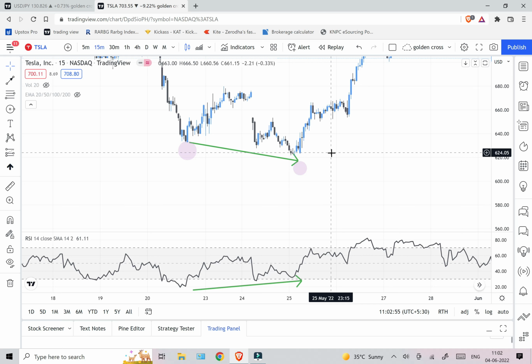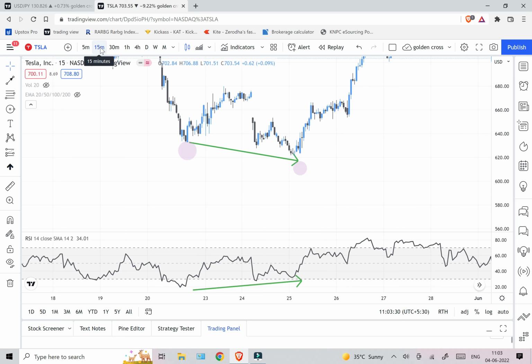So what you can do, once you have identified that RSI is increasing, you need to combine the RSI indicator with the candles. Now let's see over here. This is a chart of Tesla. I'm here in the 15 minutes time frame.